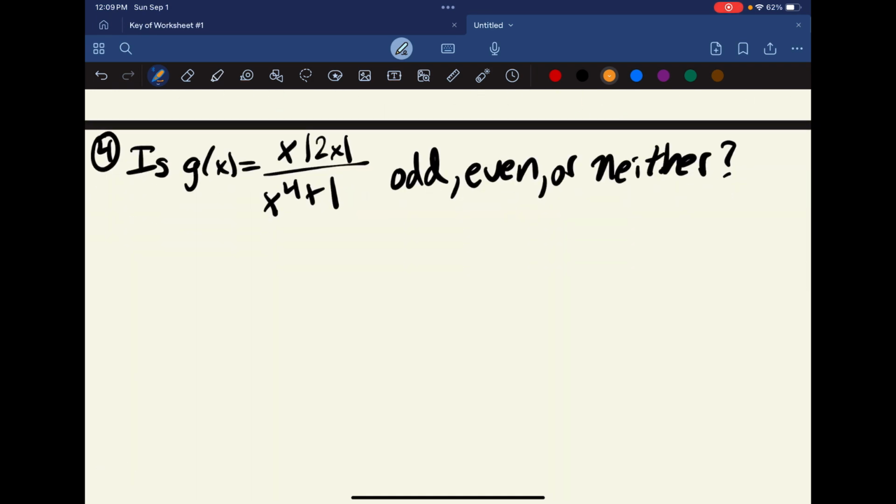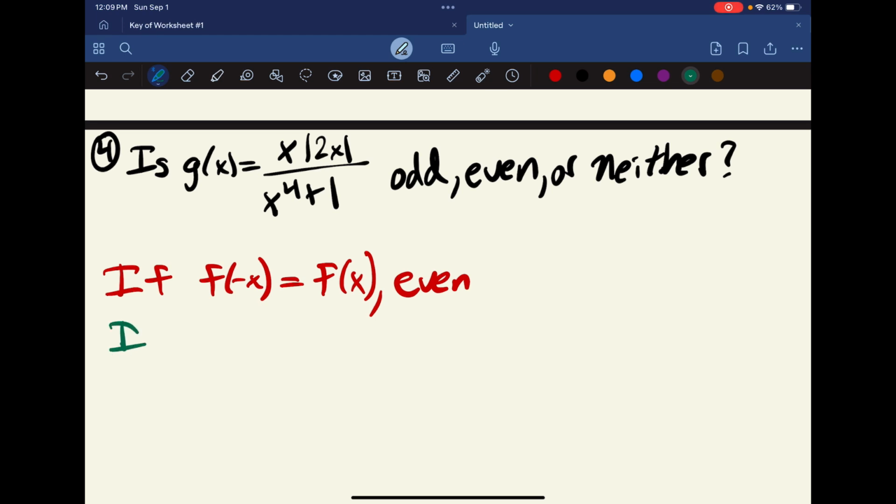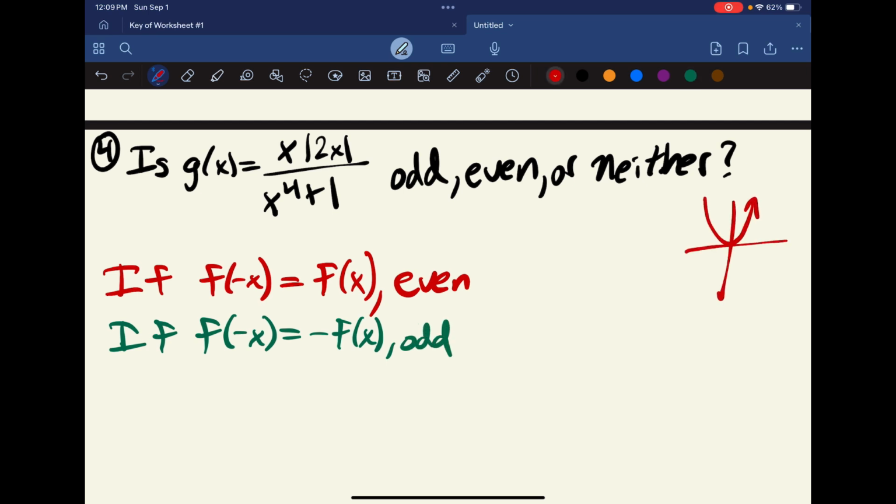Okay, now for odd, even, neither. So symmetry is: if f of negative x equals f of x, it's even; if f of negative x equals negative f of x, it's odd. And all that really means is, like y equals x squared, right? The most basic parabola you can think of is the quintessential example of an even symmetry, and then y equals x cubed is the quintessential example of odd symmetry.